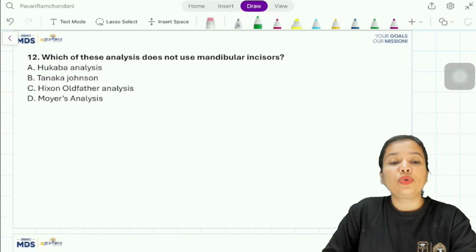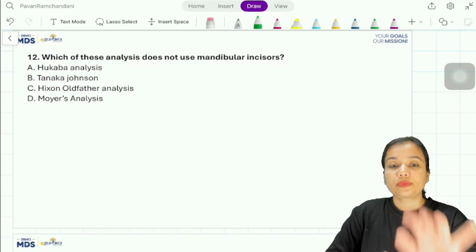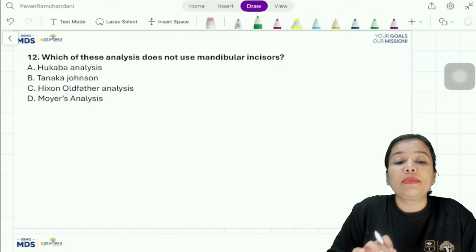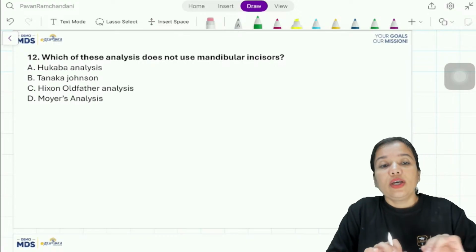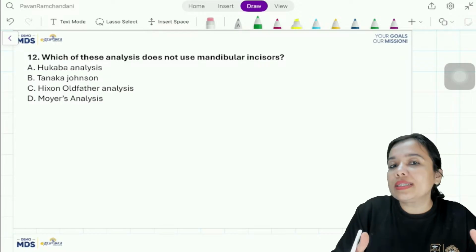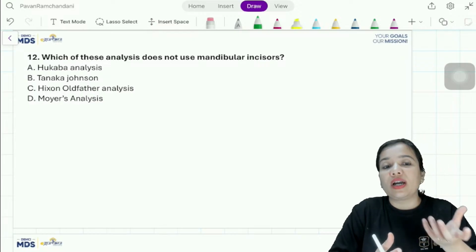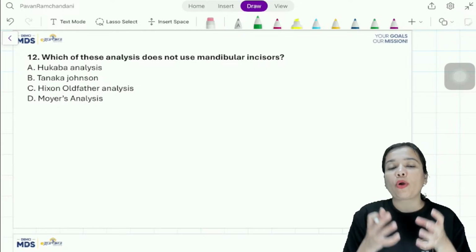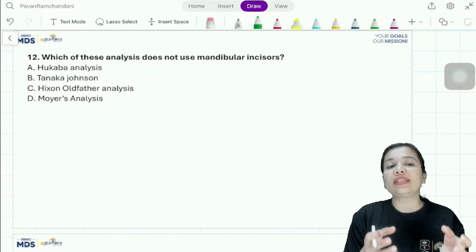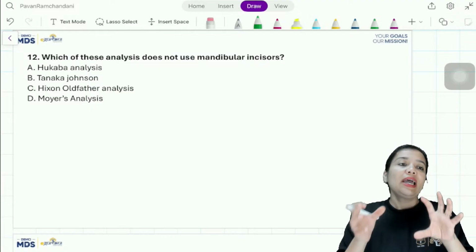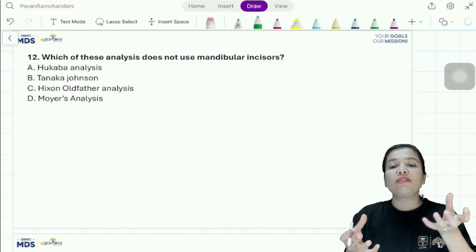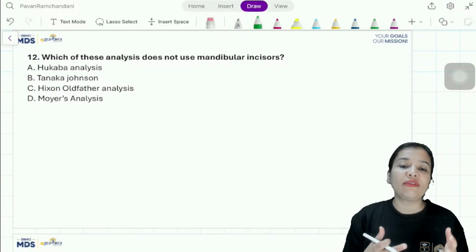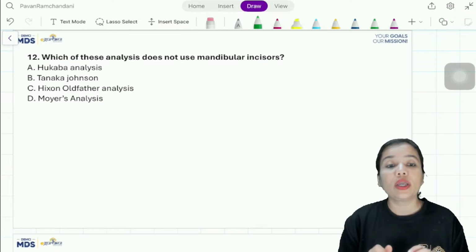Now we come to question number 12. Which of these analyses does not use mandibular incisors? You all know this is model analysis. You do an analysis of the cast in order to understand whether the space available is appropriate for the teeth that are yet to come. You compare the space available and space required, and that is how you understand whether there is going to be a malocclusion or not.